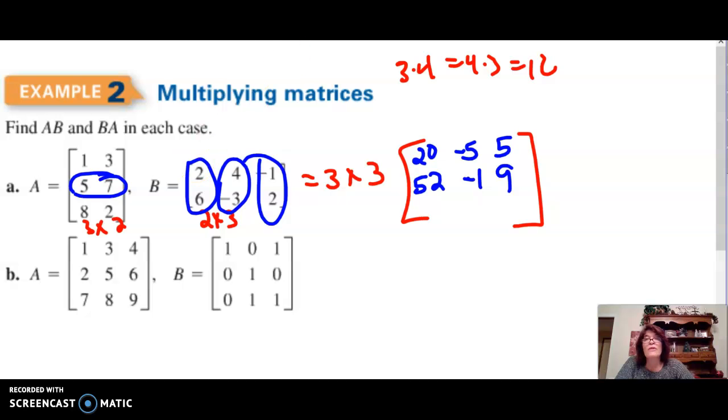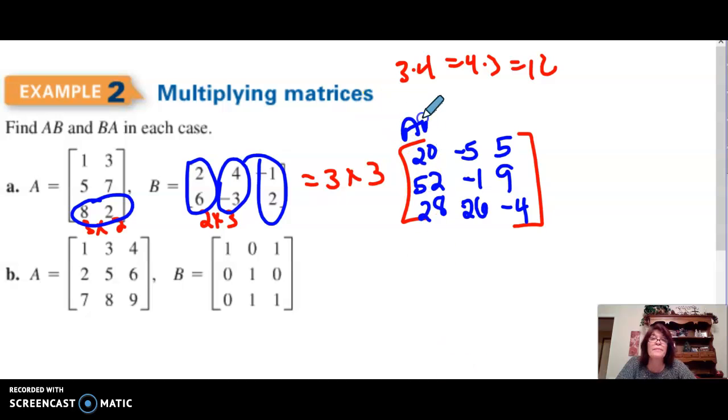Okay, and then we'll move on to our last row. And we get 8 times 2, 16, plus 2 times 6 is 12. 16 plus 12. And then 8 times 4 is 32 plus negative 6, 26. And then negative 8 plus 4. Okay. So that's my 3 by 3 that I get.